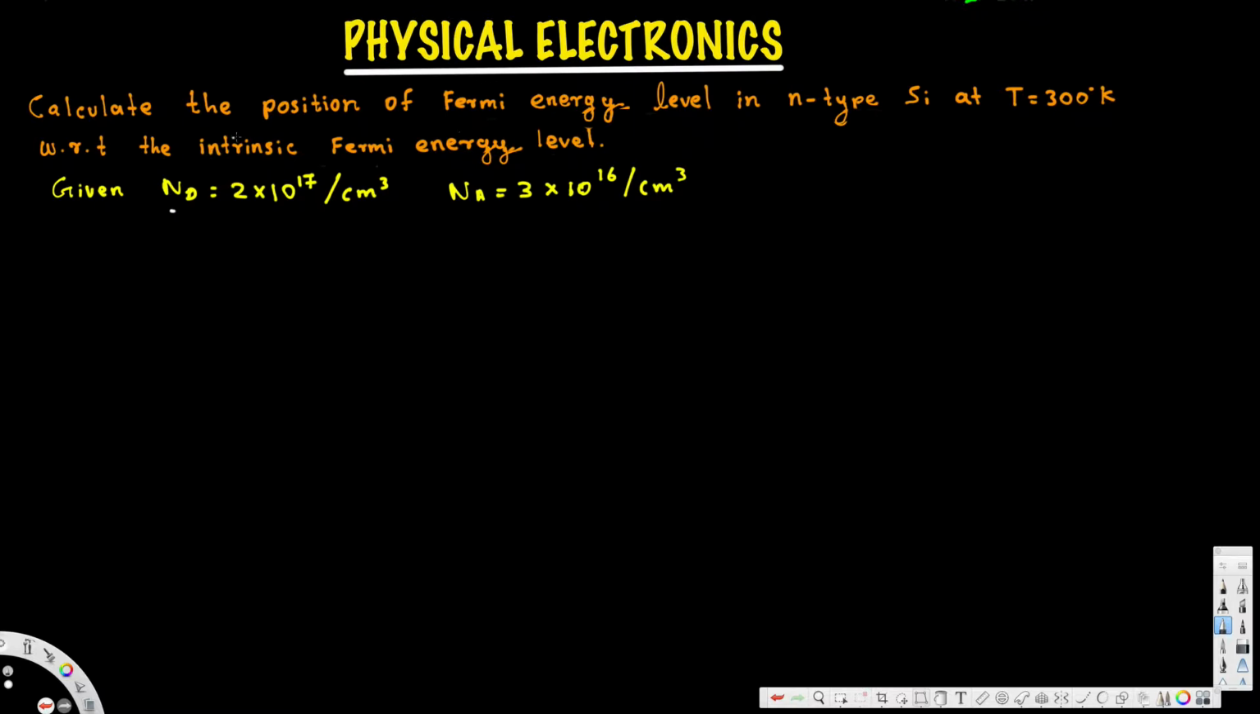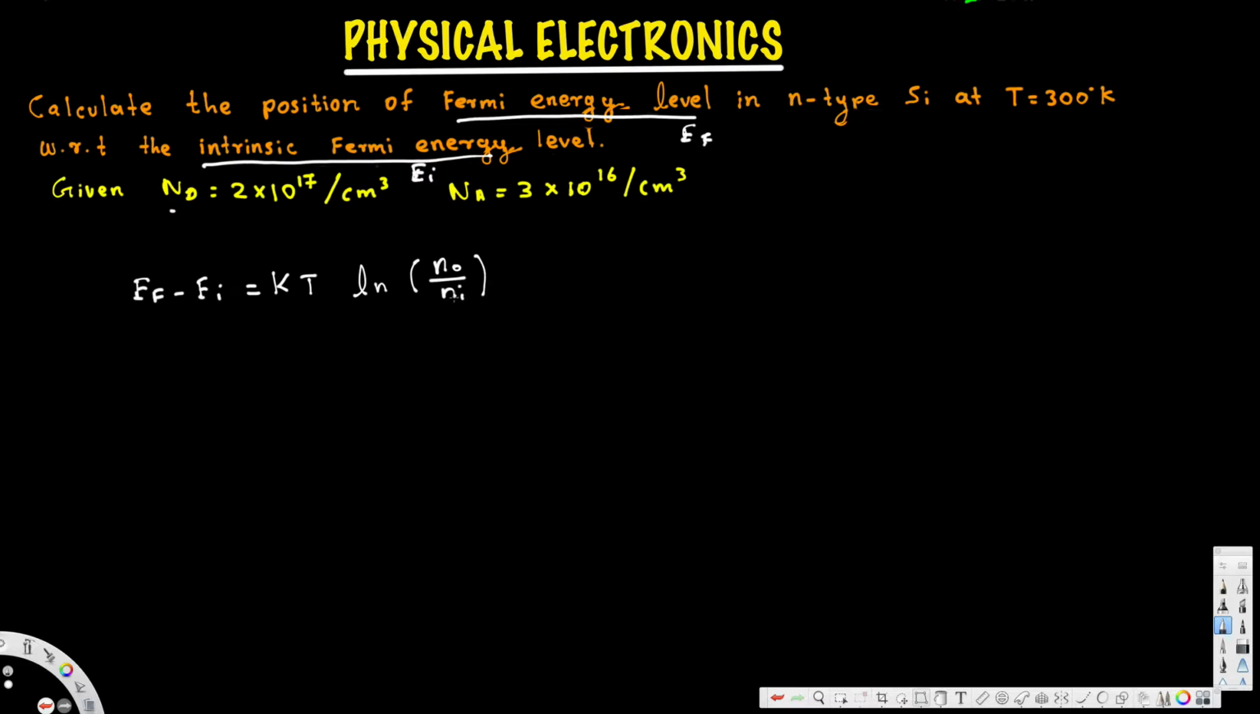Okay, here they are saying we are trying to find the position of Fermi energy level, that is EF, and also with respect to intrinsic Fermi energy level, so this is EI. So we have to find an equation that is related to EF and EI, and also an equation related to intrinsic concentration. There are some equations related to Fermi energy level questions, but the one that is very suitable for this one is: EF minus EI is equal to KT ln of NO divided by NI.